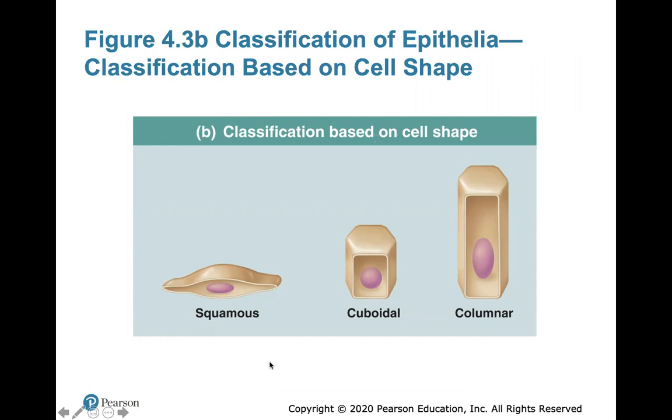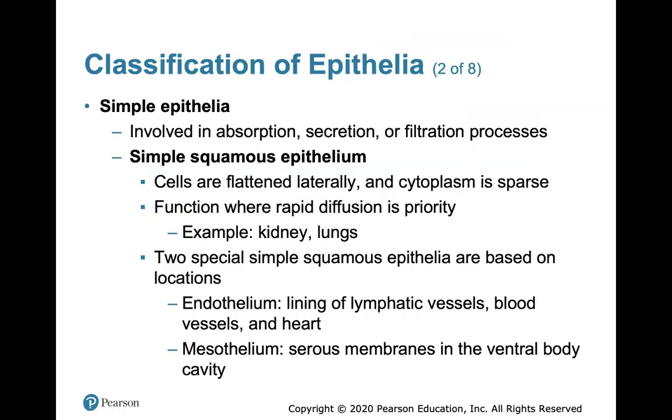You can see a flat nucleus in squamous, a circular nucleus in cuboidal, and then an oval-shaped nucleus that tends to be at the bottom of the cell in columnar. Simple epithelium are important for absorption, secretion, or filtration. So we'll find them in the kidney and lungs, where rapid diffusion is a priority.